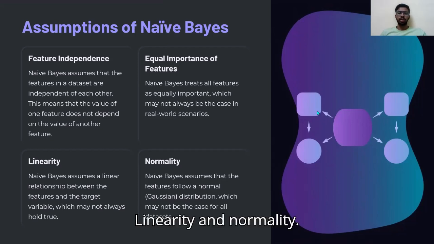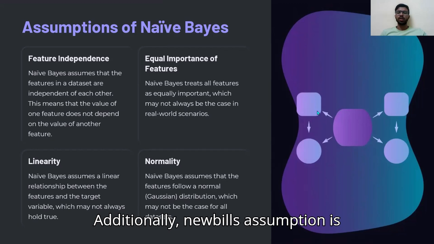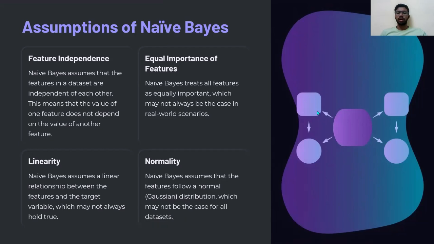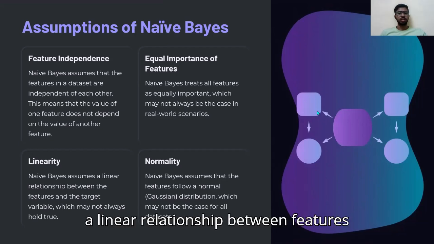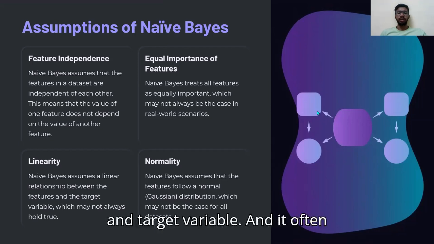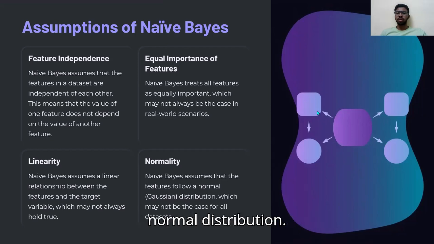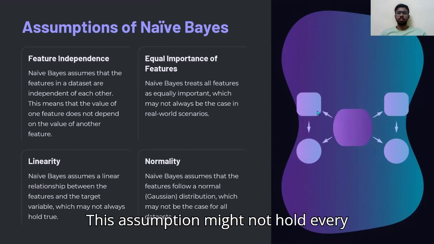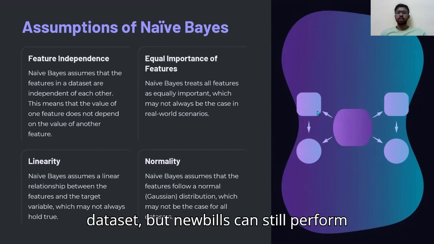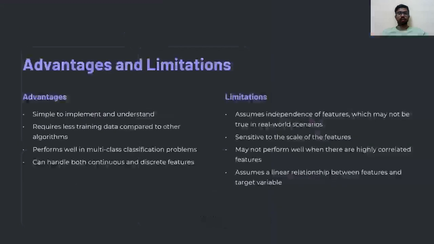Linearity and normality. Additionally, Naive Bayes assumes a linear relationship between features and the target variable, and it often assumes that the features follow a normal, Gaussian distribution. This assumption might not hold for every dataset, but Naive Bayes can still perform well.